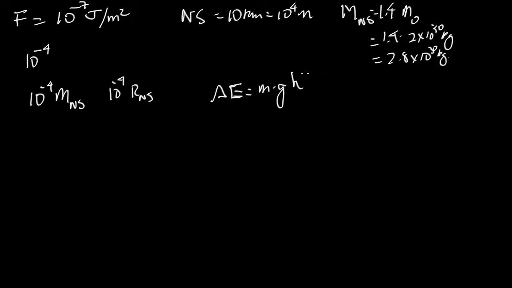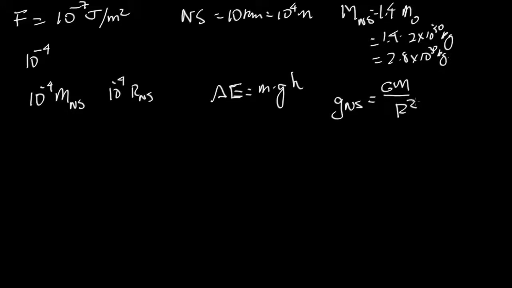Now, the gravitational acceleration of a neutron star is not the gravitational acceleration of the Earth, so we're going to have to calculate it, and we use Newton's laws to figure out the gravitational acceleration of a neutron star. In the same way that we would calculate that for Earth, we know that the gravitational acceleration of a body is GM over its radius squared.